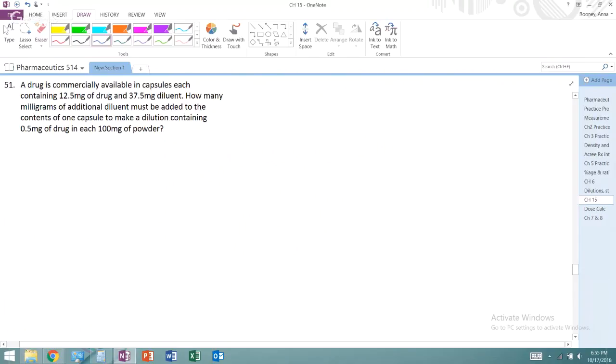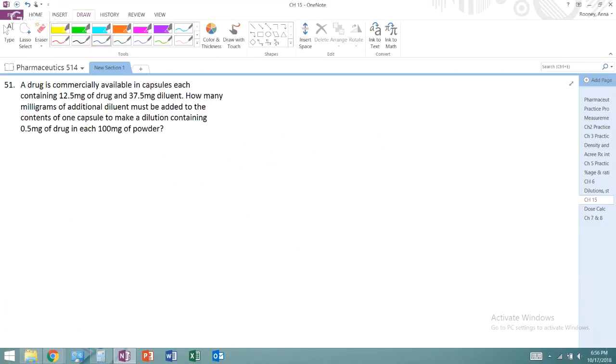All right, a drug is commercially available in capsules, each containing 12.5 of the drug and 37.5 diluent. How many milligrams of an additional diluent must be added to the contents of one capsule to make a dilution containing half of a milligram of drug in each 100 milligrams of powder?